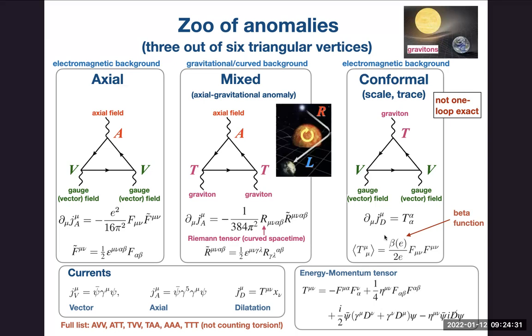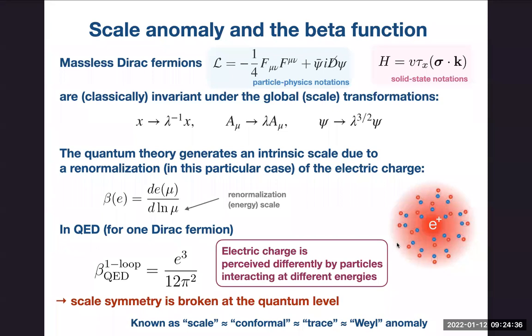So what does beta function mean and how do we measure this anomaly? For a moment, I forget about axial anomalies and axial gravitational anomalies. I'll talk only about the scale anomaly to introduce the subject, which does not very often appear in the condensed matter literature and solid state physics. So what is the scale anomaly and what is the beta function? Again, let's look at the theory of massless Dirac fermions. Forget for a second about mass.